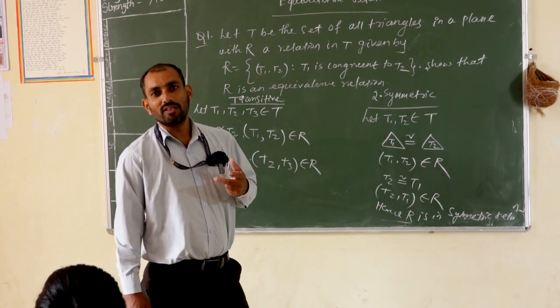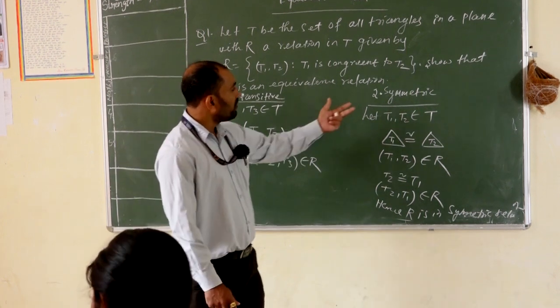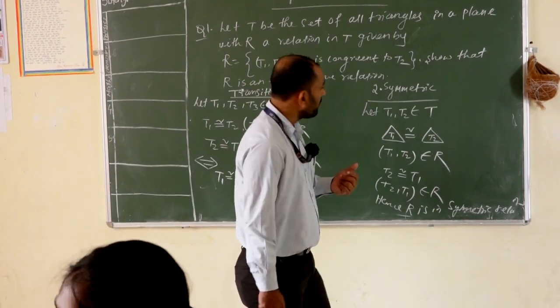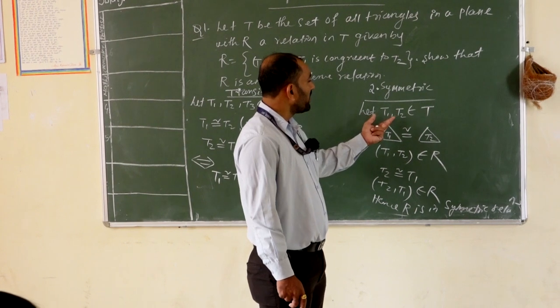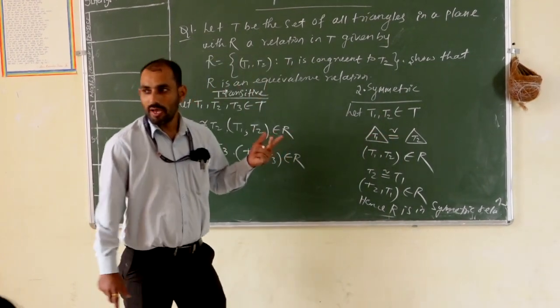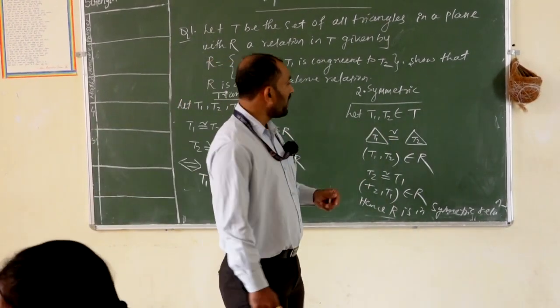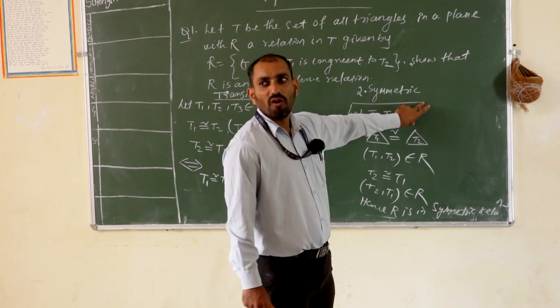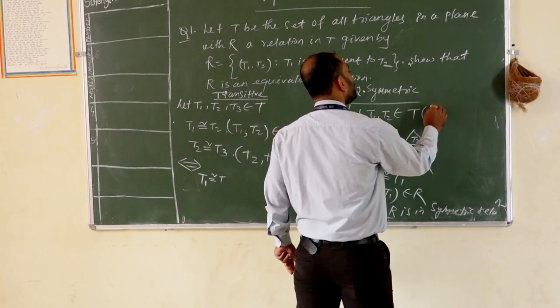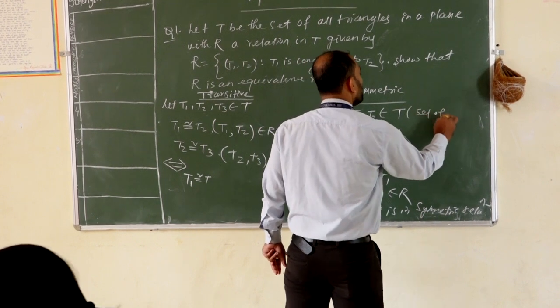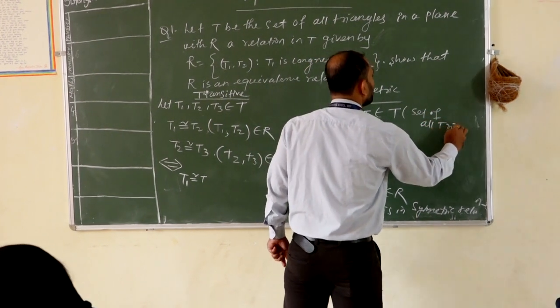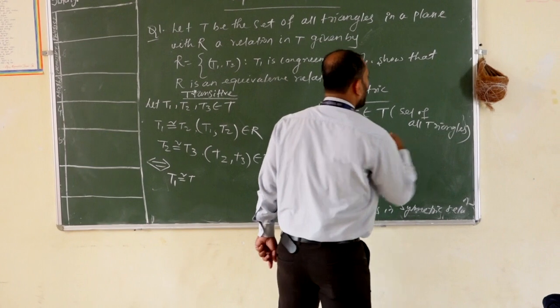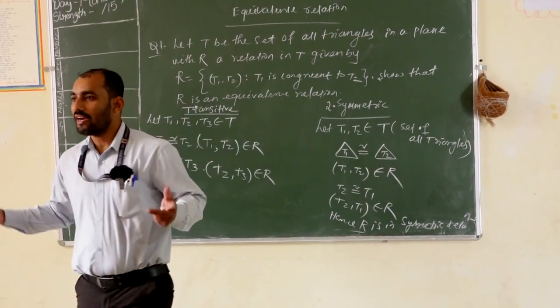As already we have discussed the reflexive relation, now we come to define the symmetric relation. You can take any two triangles, where T is the set of all triangles. Clear? एक प्लेन में बहुत सारे ट्रायंगल्स हो सकता है.